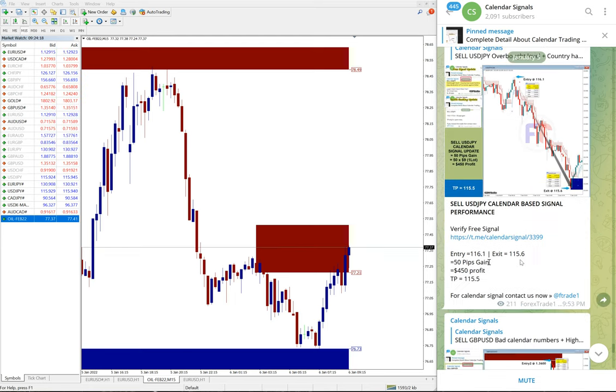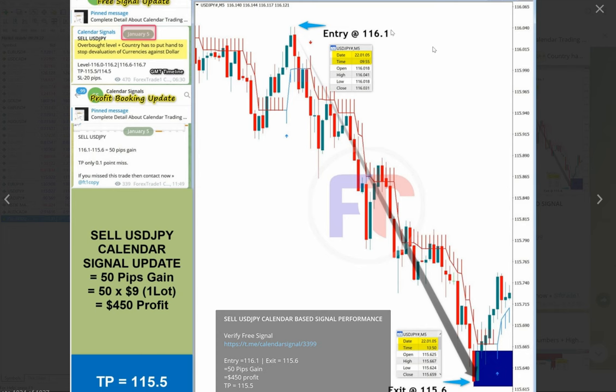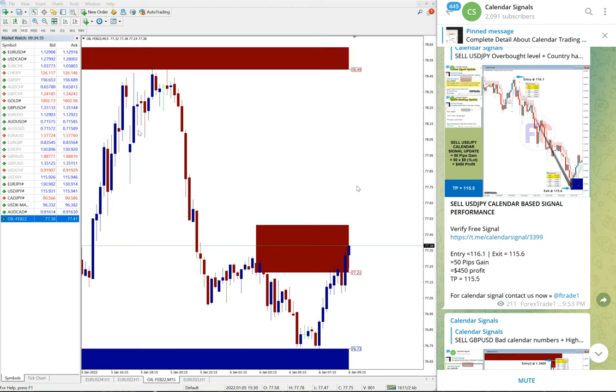Then the end of the day chart shows that 50 pips gain on USDJPY. Entry is here and exit here, and 50 pips gain on USDJPY. The same signal message screenshot is here, so all these things are detailed.